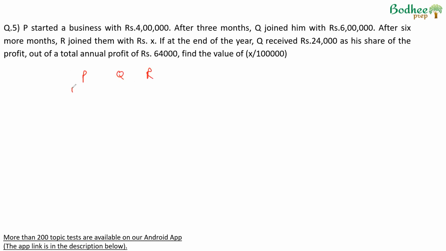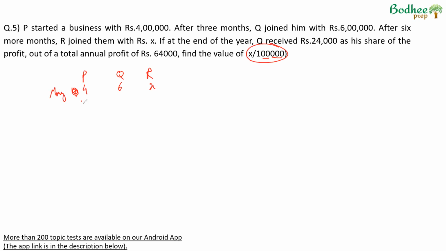P started the business with 4 lakh rupees. Now we have to find the value of X in lakhs. So let's just write the investment also in lakhs itself, removing the zeros. P invested 4 lakh rupees, Q invested 6 lakhs, R X lakhs. So this X that I'm talking about is already in this form and not X thousand. So X will be my final answer, which I will input. This is the amount of money that is invested.